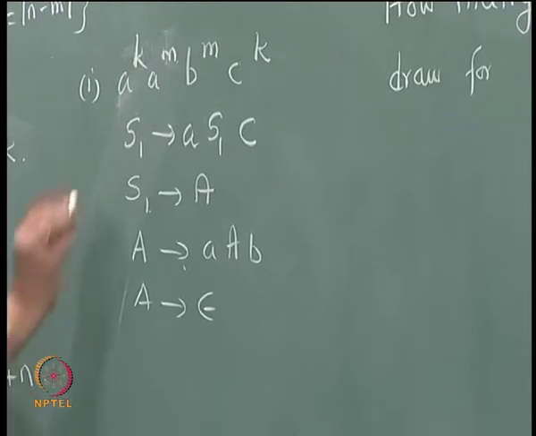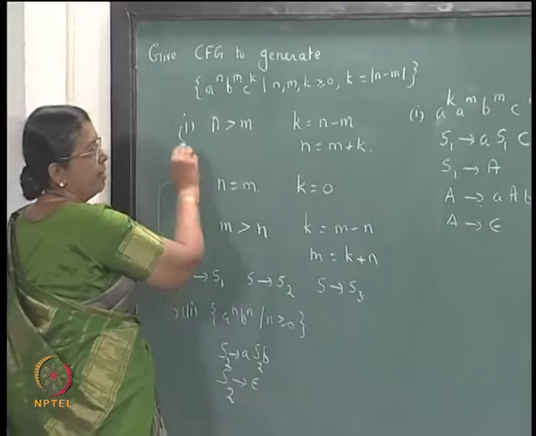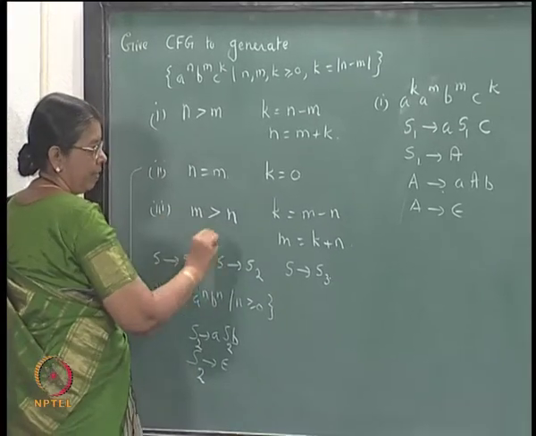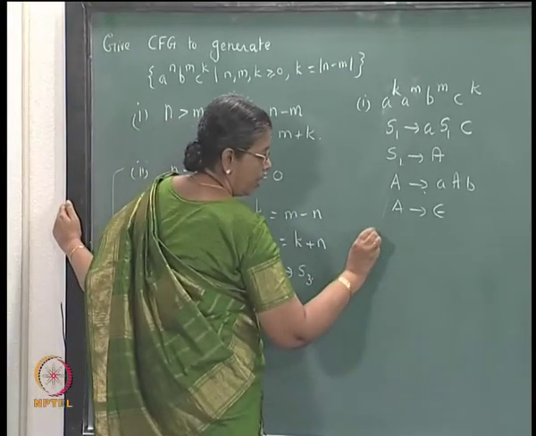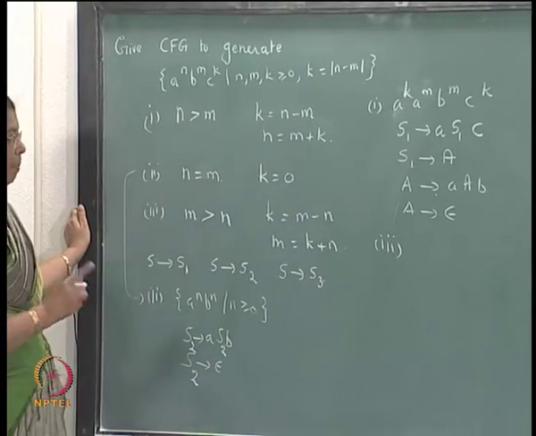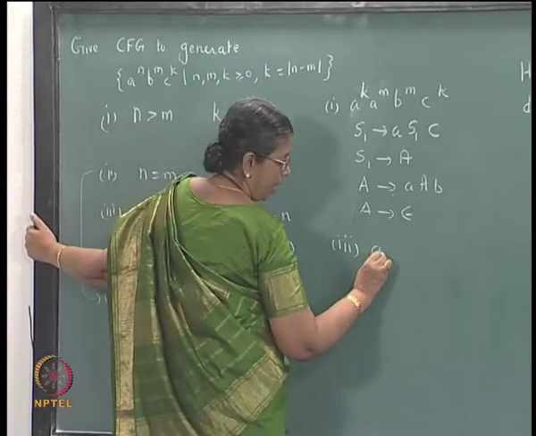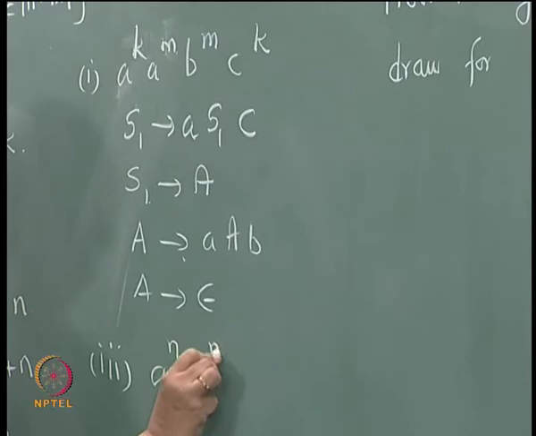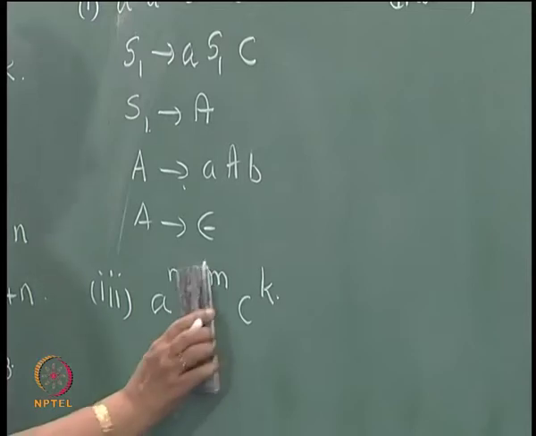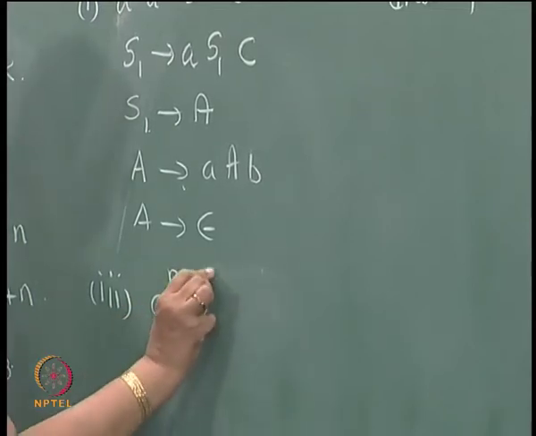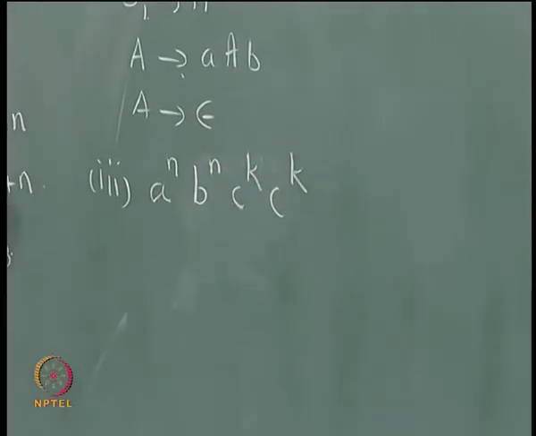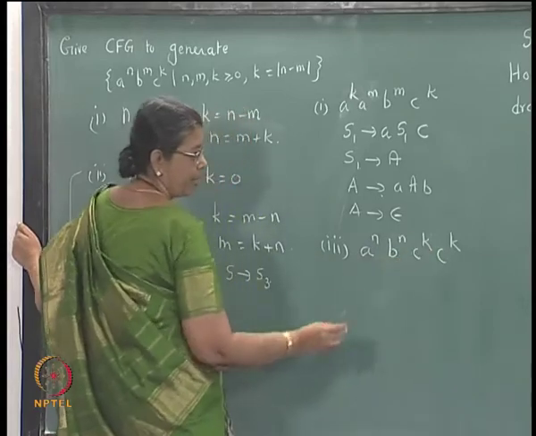So this portion will generate the first of these, and now we have to generate the third one. S3 has to generate that. m is equal to n plus k. So you can write it as a^n b^m c^k, but this m you can split. So it will be b^n b^k c^k, m is equal to k plus n. So you can split it like this.